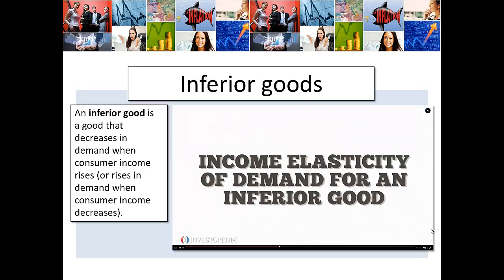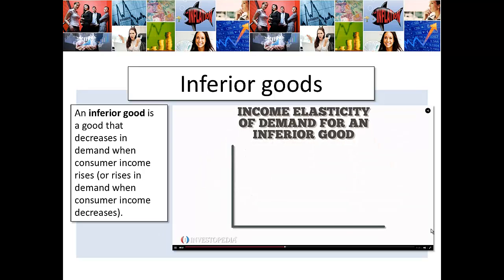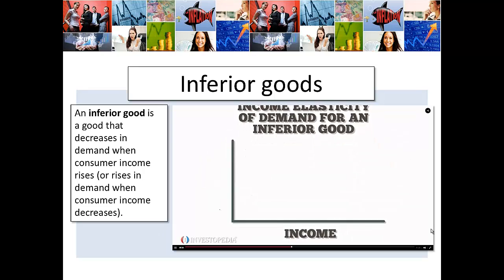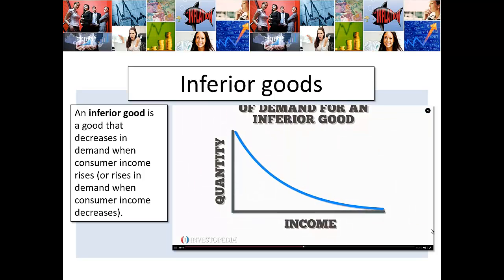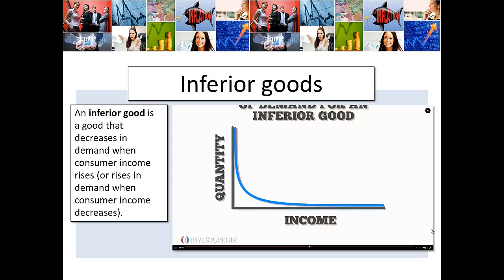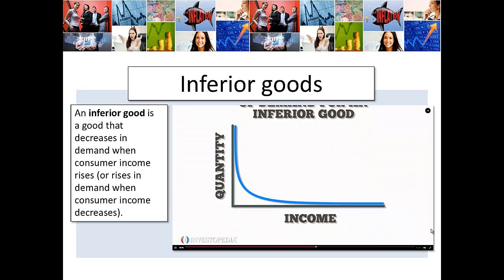Plotting income elasticity of demand for an inferior good on a graph where income is on the x-axis and quantity is on the y-axis will render a downward sloping curve. The steeper the slope, the more the demand will drop with even small increases in income.